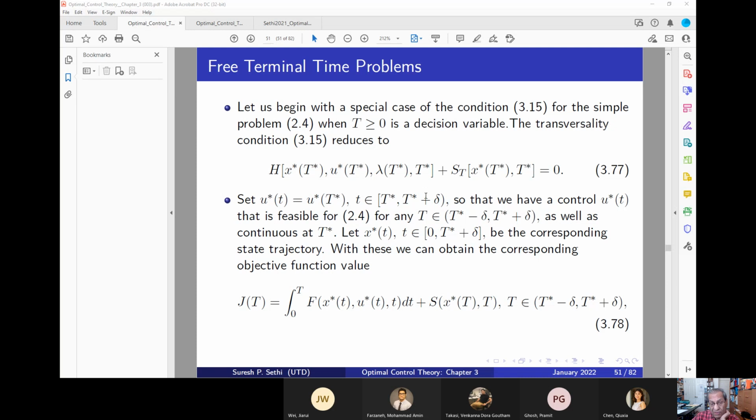And I want to show that if I increase by delta, then the objective function will go down, because that's the only way T star will be optimal. I could also do the other way, T star minus delta. Again, I need to show that the objective function will go down. But in order for me to show the J star of T star minus delta and the J star of T star plus delta, I need to solve two control problems again, because I have a new time. So that's kind of hard again.